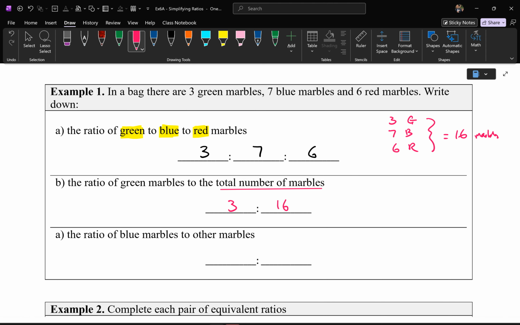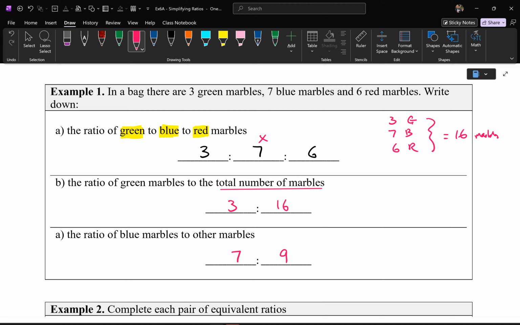Finally, ratio of blue marbles to other marbles. So blue, we currently have 7. But what's the other marbles? 9, very good, because if 7's taken out, then I've got 3 and 6, which is the red and the green. Together, that is 9. That's exercise 6A as part of the first step.